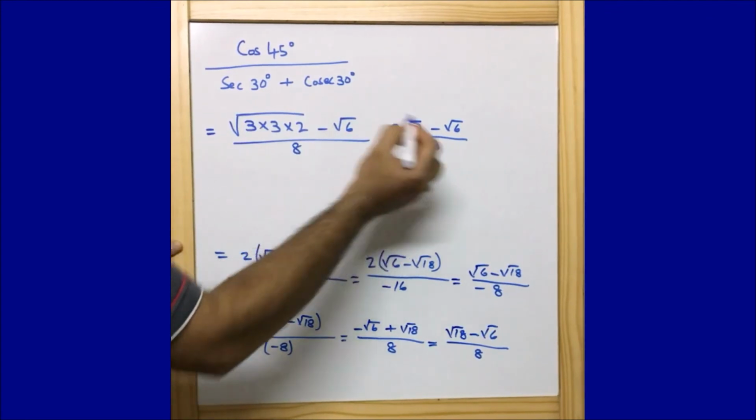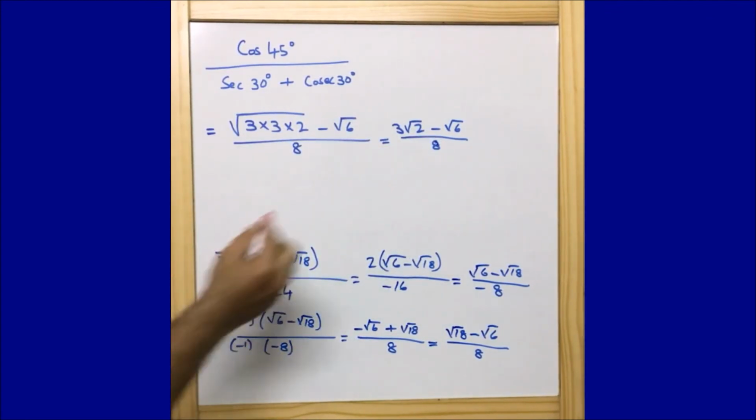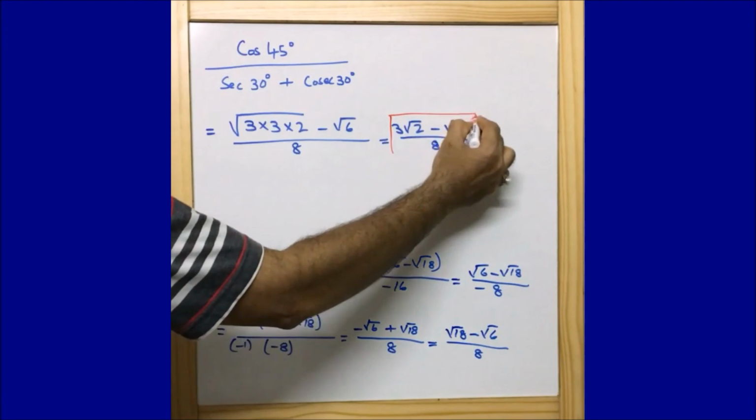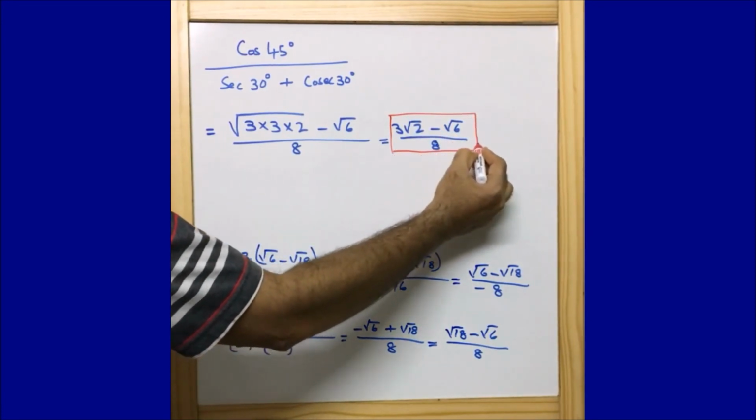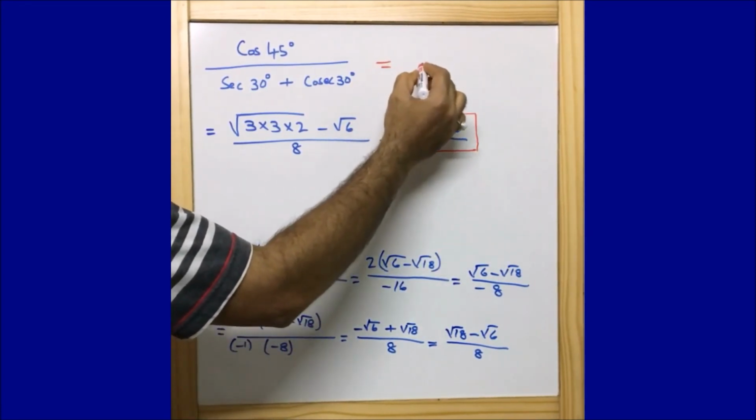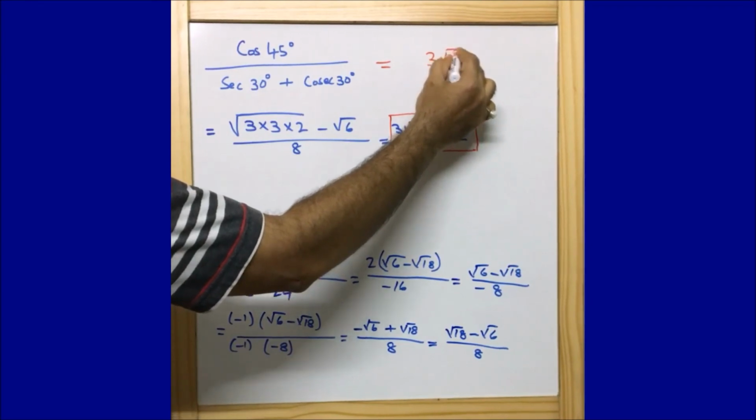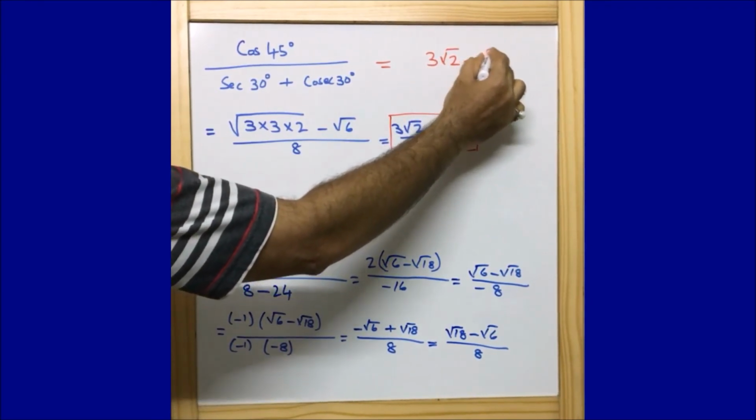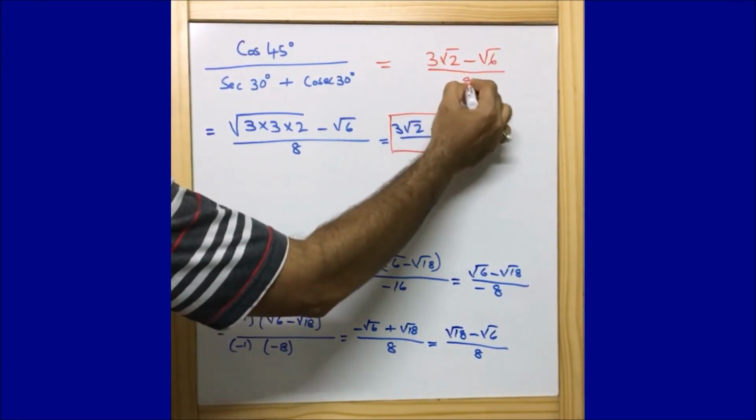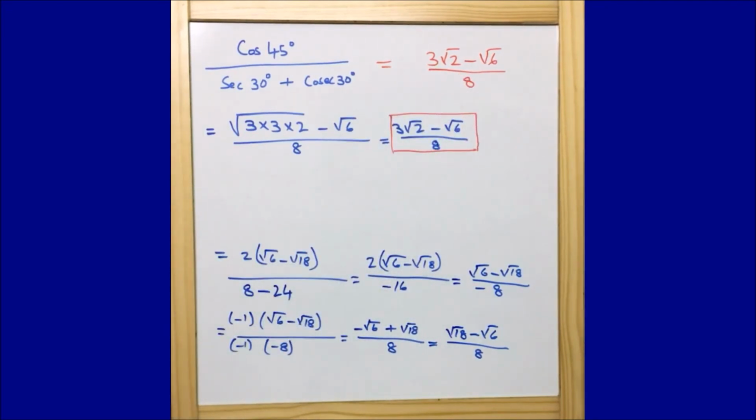Guys, this is our answer. This is what the book or the question desired. The answer is 3 root 2 minus root 6 by 8. Hope you understood this calculation. This is very straightforward and very easy.